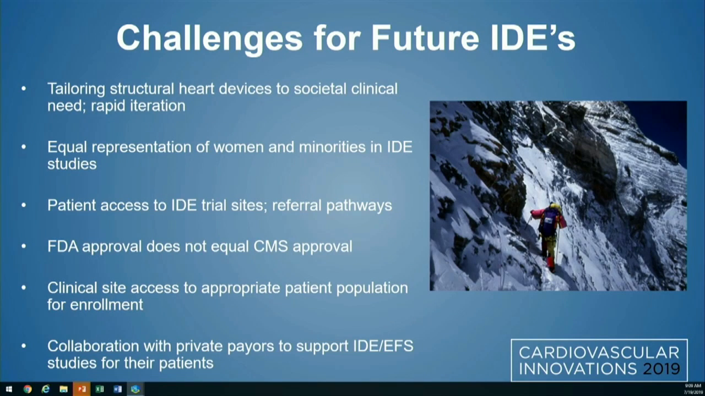So future challenges, we want to tailor structural heart devices to the needs of the society, and we want rapid iteration. We want equal representation of women and minorities in IDE studies. And that's a challenge not just for IDE, but for large-scale randomized controlled trials as well, of course. Patient access to IDE trial sites and referral pathways continues to be an issue, which is why trial enrollment can be slow oftentimes. FDA approval does not require CMS approval and vice versa, meaning that the criteria are not the same, there's no overlap, so that can often pose challenges on how you would design an FDA approval study, but that may not necessarily equate to what CMS would approve.